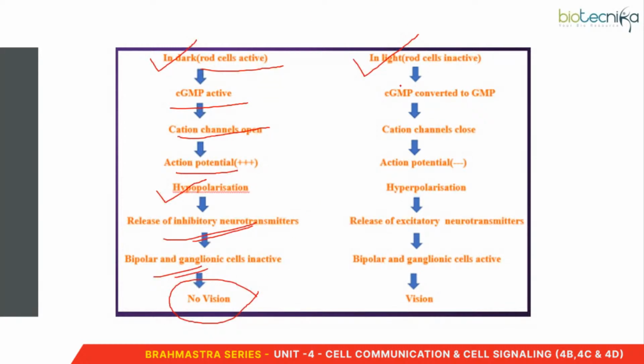On the other hand, during the light time, rod cells are inactive. With the help of phosphodiesterase, cGMP gets converted to GMP. Cation channels close. There won't be any action potential. That means depolarization will not take place, resulting in hyperpolarization. So excitatory neurotransmitters will be released. The nerve cells get activated so that you are able to visualize the objects. Okay, so this is the primary thing to remember.